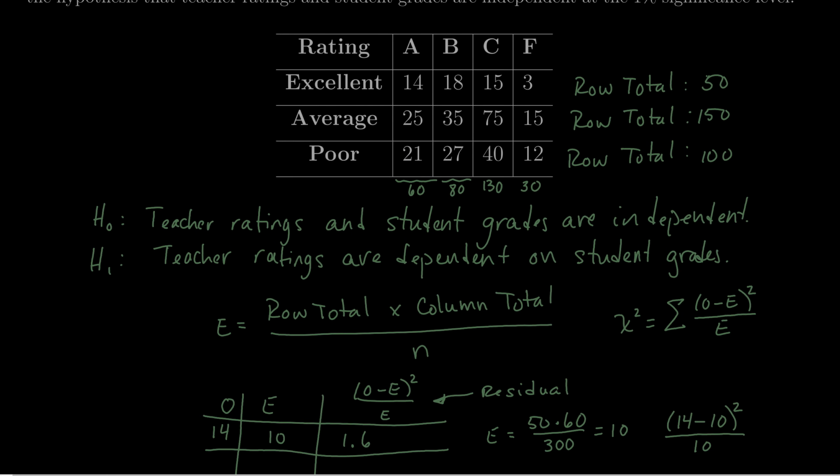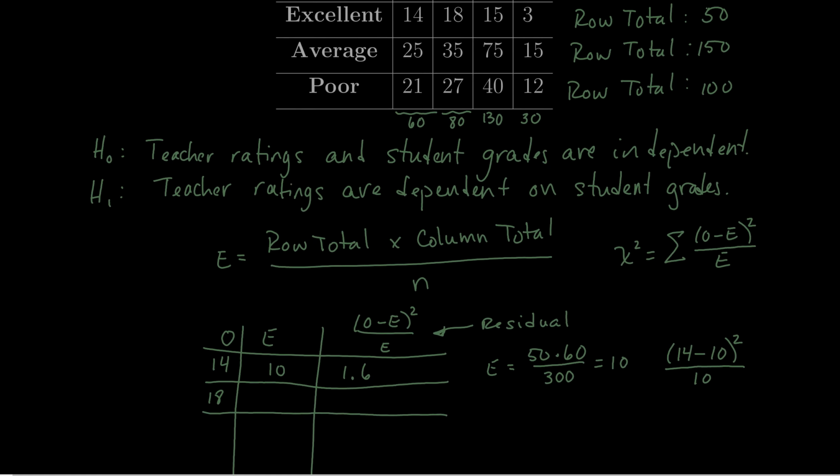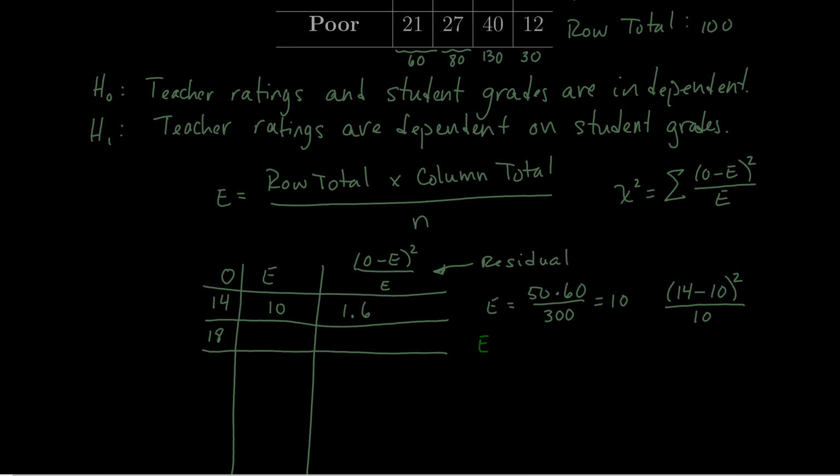So if we move across, we can go to 18. The order in which you do these is not important because you're going to add. So whatever makes the most sense to you is fine. So the expected frequency here is the row total. This is under the same row as the previous one, so the row total is still 50. Now the column total, this is under column B, so the column total is 80 divided by 300. This gives us an expected frequency that's 13.3 repeating, so we can round this to 13.